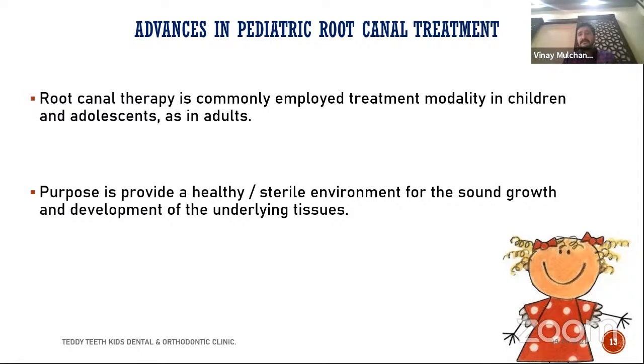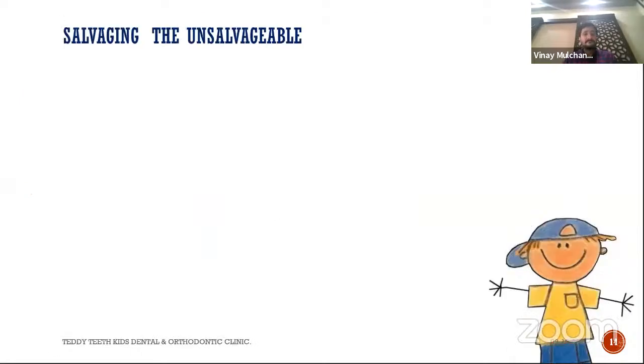But this is completely wrong, as root canal treatment is done so that the tissues underneath, that is the developing tooth bud, the tissues which are developing, the bone which is developing, are growing in a healthy environment. We eradicate the infection because of root canal. So it should be recommended when it is really necessary.